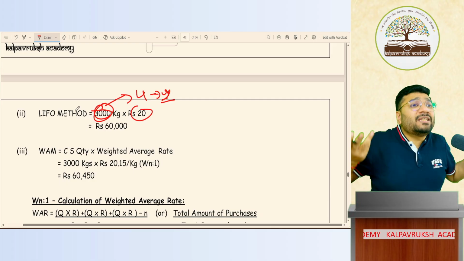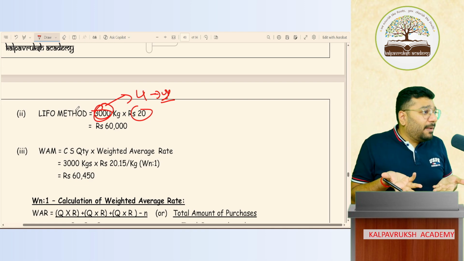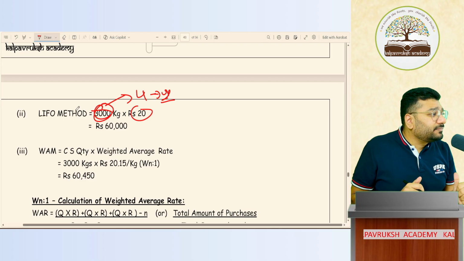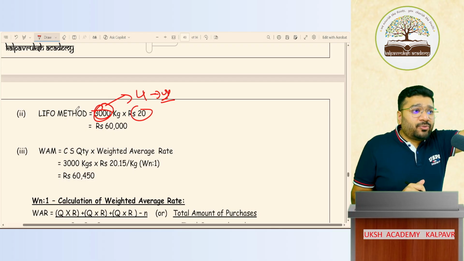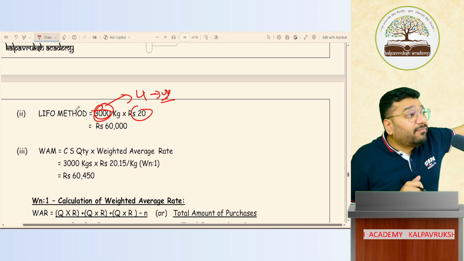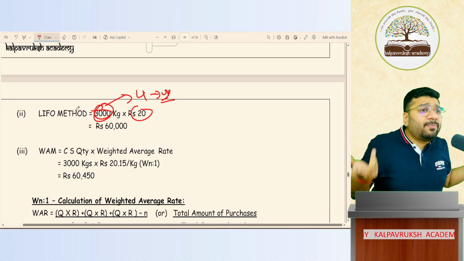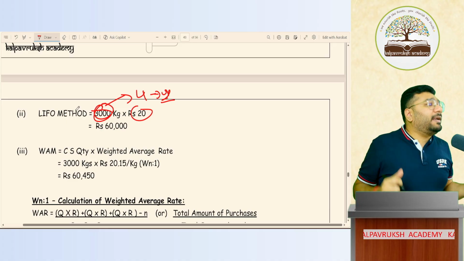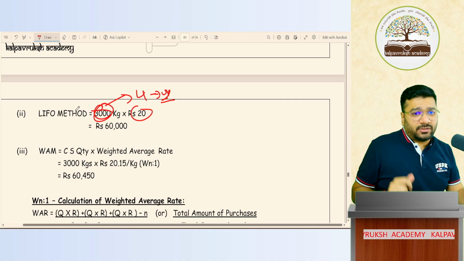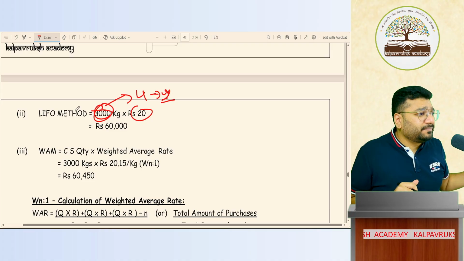When the information is not given, if you don't give sale information, how can I calculate? Under perpetual, LIFO can be done precisely and correctly because sale information was provided to you. But here in the periodic method, the client didn't provide sale information. As auditor, how will you calculate? This is the best option. No other choice. Got it, not got it?